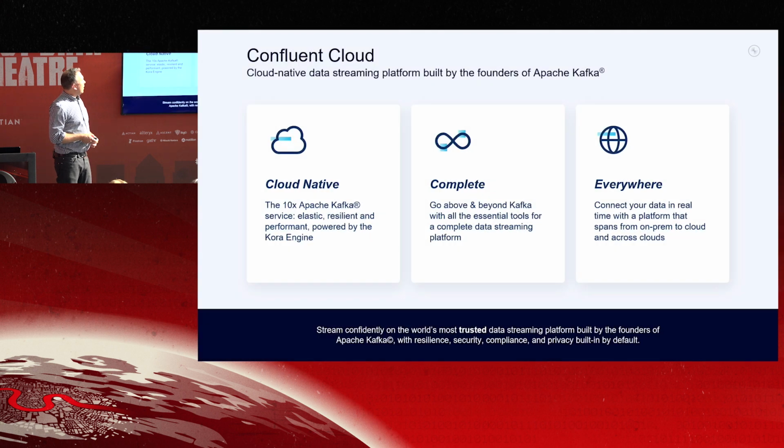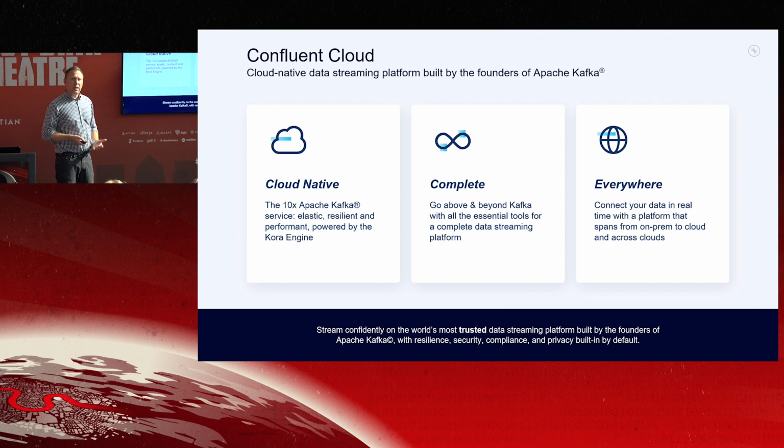So the company I work for, Confluent, we have a platform called Confluent Cloud. And Confluent Cloud is a managed Kafka ecosystem. So it's all of the different components that I've already mentioned to you. It's cloud native, which means it's scalable, it's resilient, you pay for what you use, all of the things that you expect from a modern cloud service.